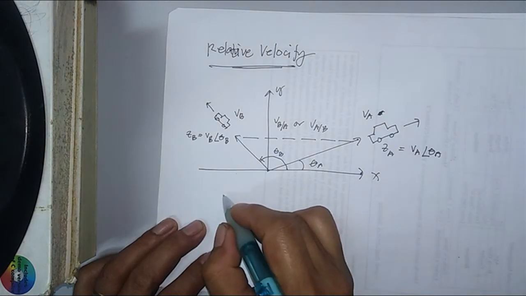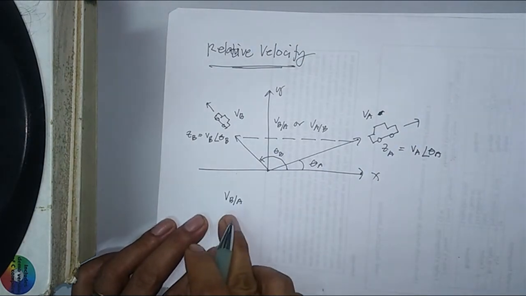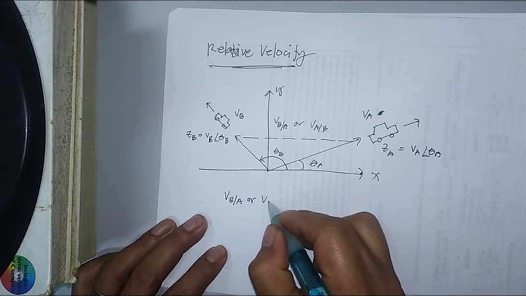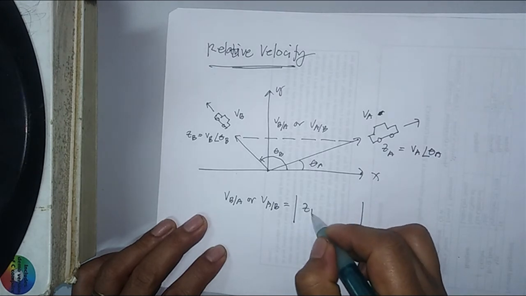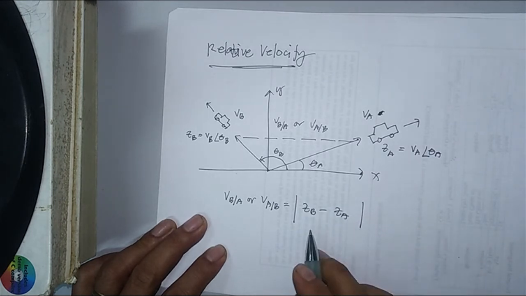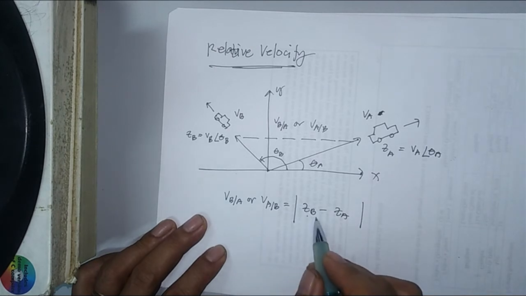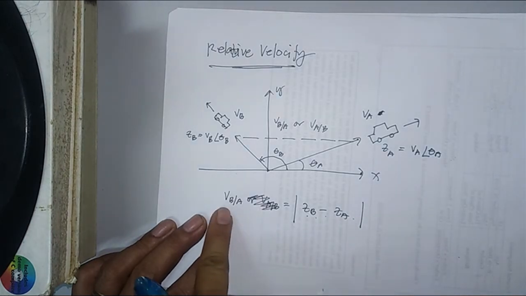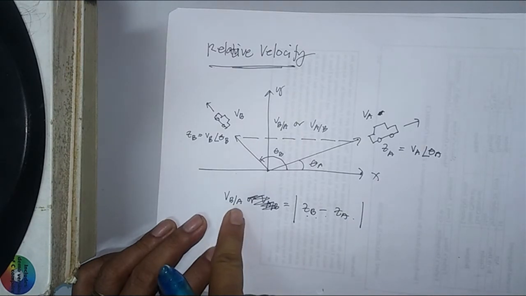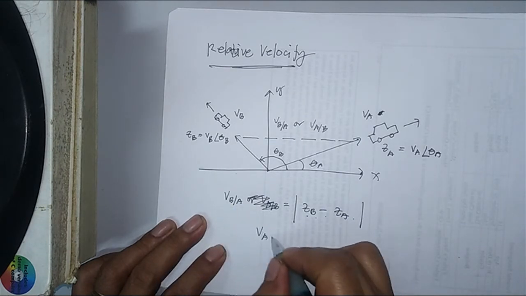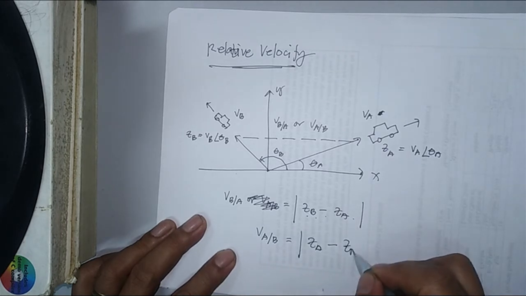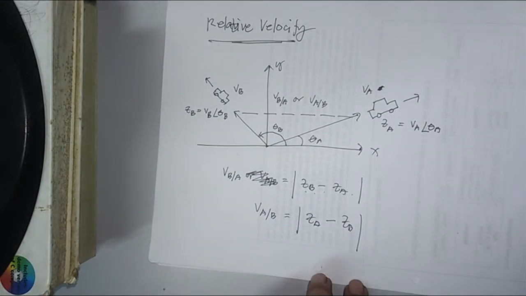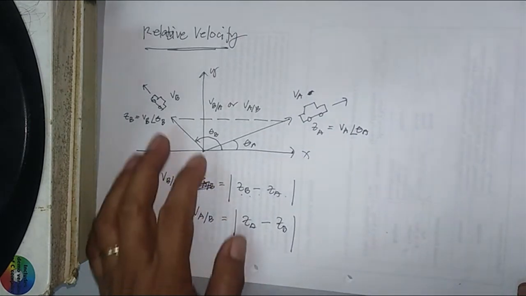So therefore, the relative velocity is just the same. If we are looking for the magnitude, it is the magnitude of ZB minus ZA. Take note, if you are solving for ZB minus ZA, we are actually looking for the relative velocity of B from A. If you are looking for the relative velocity of A from B, this is ZA minus ZB. But for magnitude, they have the same result. Now, let's try this problem.